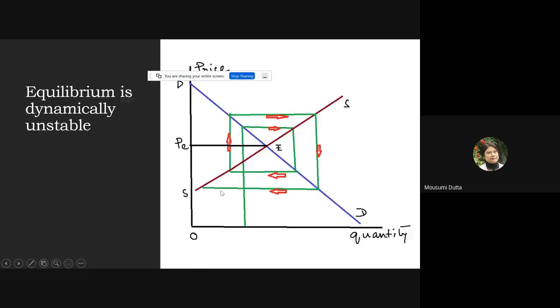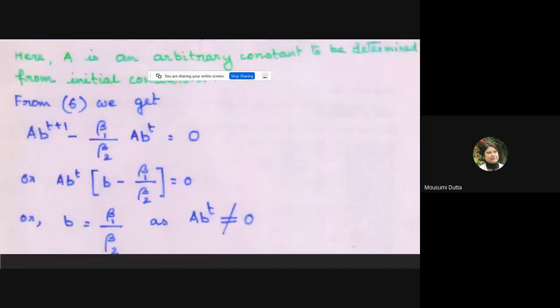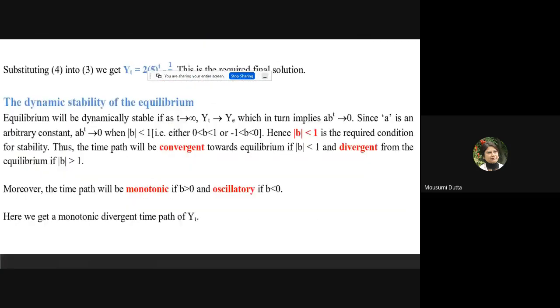Otherwise, the basic idea, everything will remain unchanged, because everything will be determined by B, not by A. Whether it will be oscillatory, whether it will be monotonic, whether it will be monotonic convergent, monotonic divergent, oscillatory convergent, oscillatory divergent, etc. Everything will be determined by B.